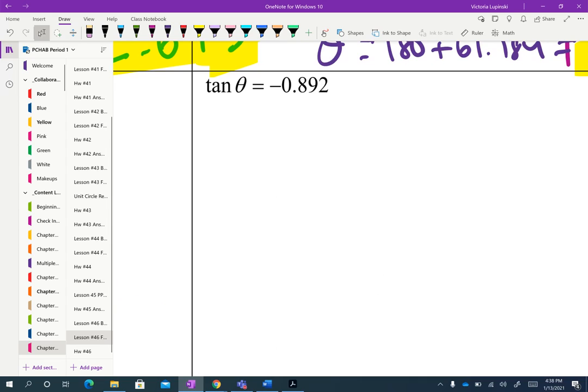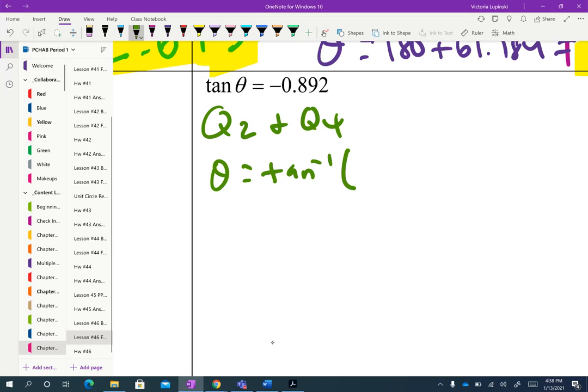Finally, the tangent equals negative 0.892. So starting with the fact that this is a tangent, as long as it's a sine, cosine, or tangent, the big 3, we're going to go ahead and leave it. When it comes to negative tangents, remember that tangents are negative in quadrant 2 and quadrant 4. I'm going to go ahead and take the inverse tangent of negative 0.892. That is going to tell me that my theta is equal to negative 41.733 degrees.